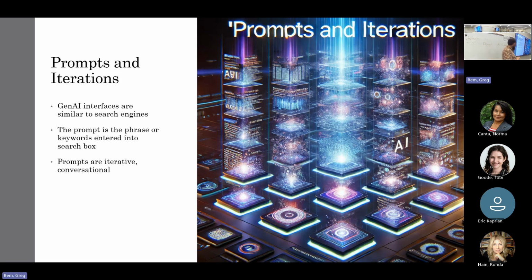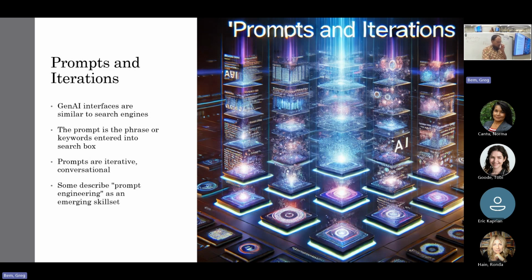Prompts are iterative and conversational. So again, unlike a search engine, when you prompt Gen AI, you are having a conversation with multiple inputs. With Google, you have to search multiple times. Each time you search, it's a new search. It's the exact opposite with Gen AI tools, with most Gen AI tools.